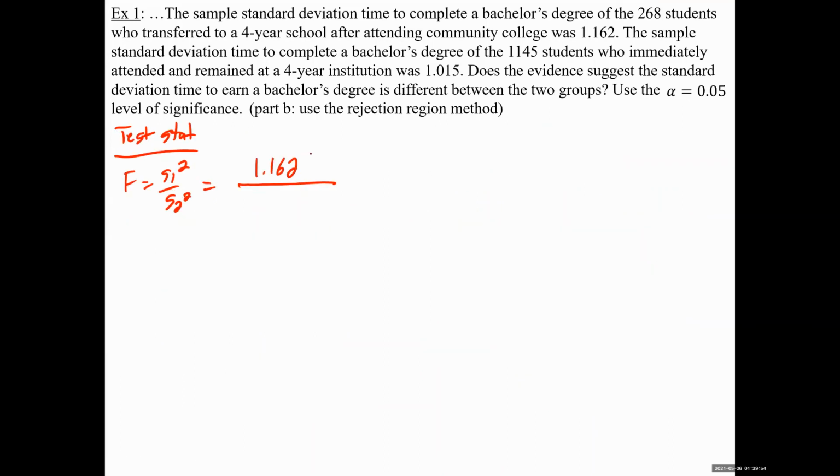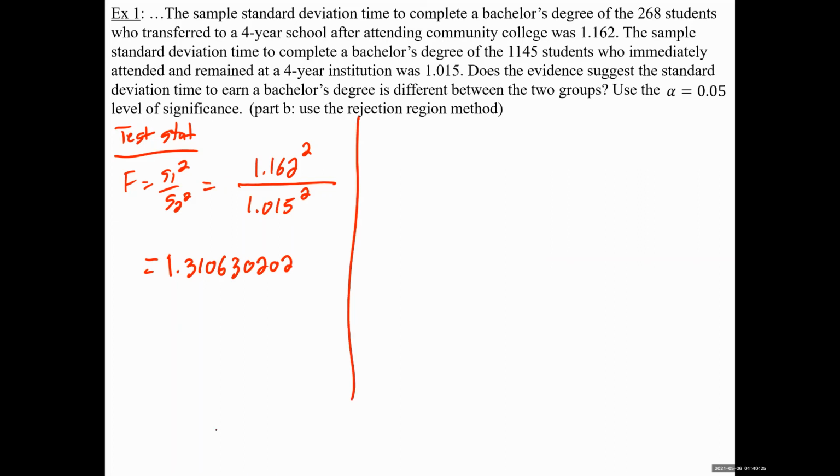1.162 squared, 1.015 squared, and you calculate that number. Let me do that real quick. And I'm getting 1.310630202. Okay, so that's how you do the test statistic.